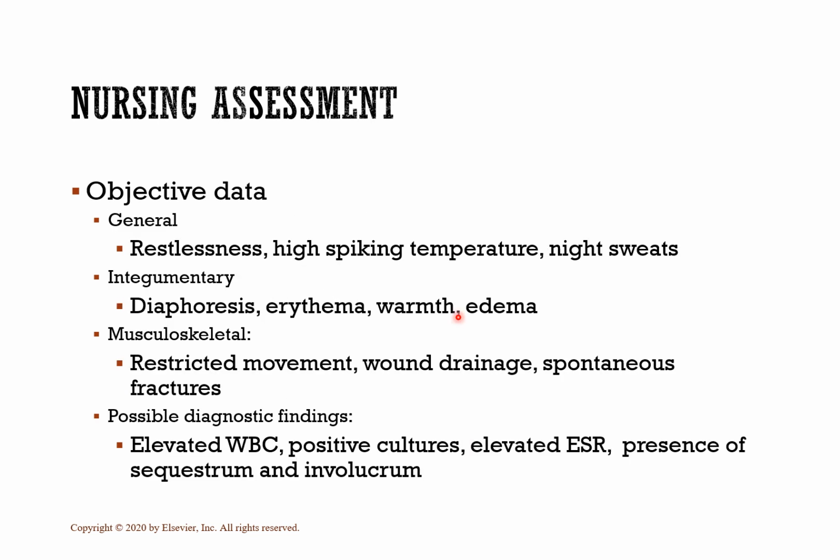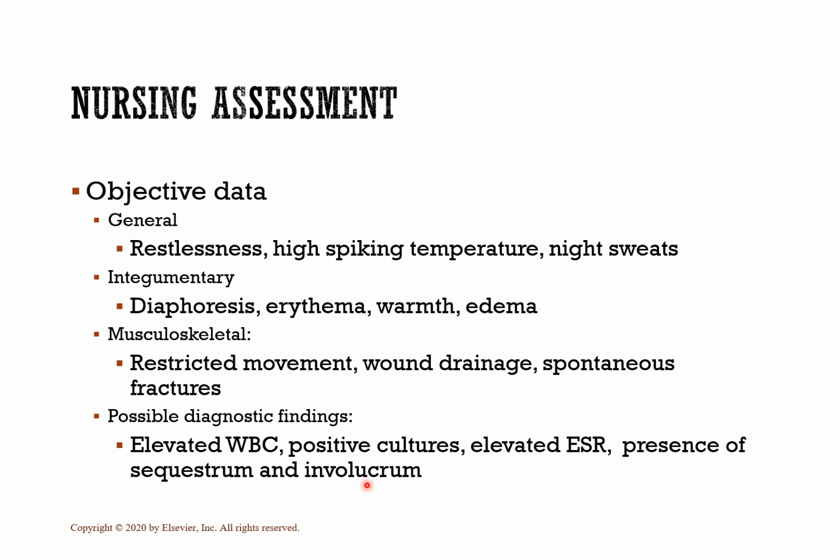And then under your objective data, some of the stuff you'll be looking at, so general stuff: whether they're restless, whether there's any spikes in temperature, whether the patient is suffering from things like night sweats. Under the skin, diaphoresis, erythema, warmth or edema. Under musculoskeletal, any restricted movements, wound drainage or spontaneous fractures. And then under the diagnostic findings, these are your lab data, included here as well. So any elevated WBC, any positive cultures, elevated ESR, presence of sequestrum and involucrum. Just doing a really, really good assessment for your patient.